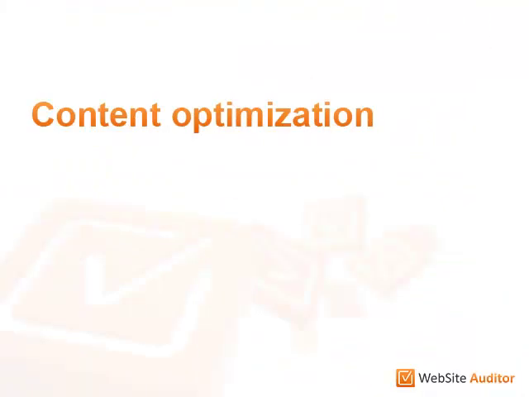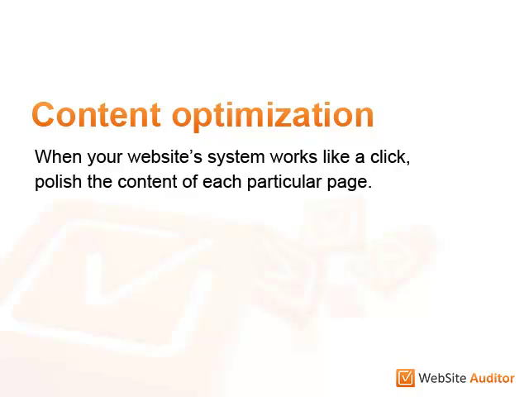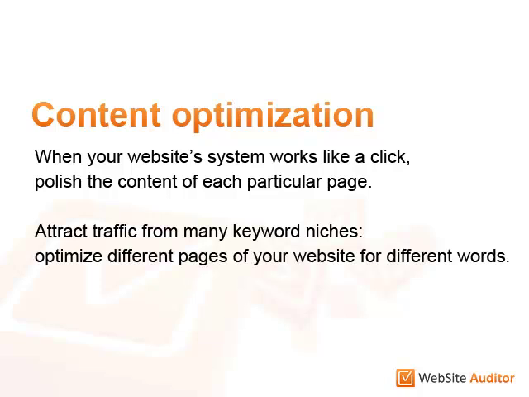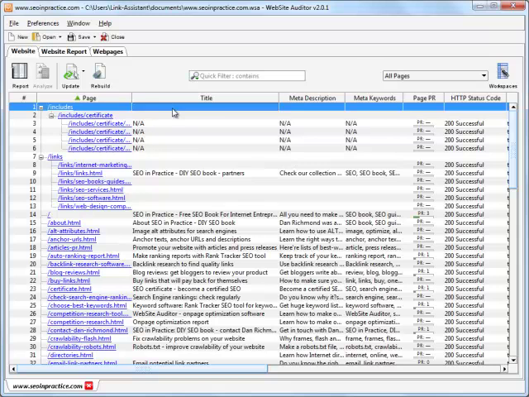So, when your website's system works like a click, you can go over to polishing up the content of each particular page. And here comes the cherry on the pie. You can rope in dam burst flows of traffic from however many keyword niches. Just optimize different pages of your website for different words. You can choose a page to optimize right here in the list of pages.